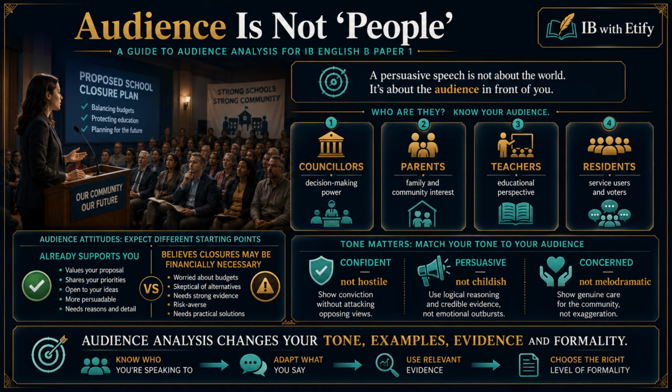Do not simply write, "My audience is people." Who are these people? Some are counselors with decision-making power. Others are parents, teachers, and residents who may influence that decision. Some may already support you. Others may believe that closing libraries is financially necessary. That immediately affects your tone. You need to sound confident, but not hostile, persuasive, but not childish, concerned, but not melodramatic.